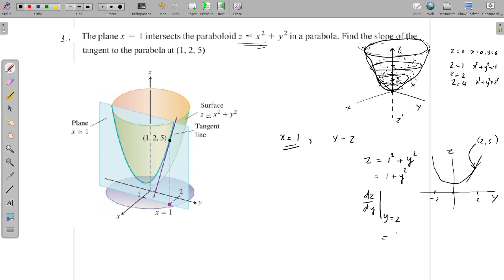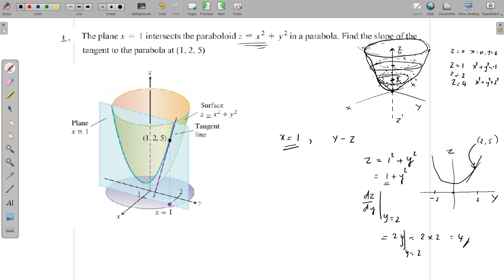The derivative of 1 is 0, the derivative of y squared is 2y, that is equal to 2 into 2. At this point y equal to 2, you can get 4. So this is the way we find the slope of the tangent of this parabola. Here we use the idea of partial derivative to find this.